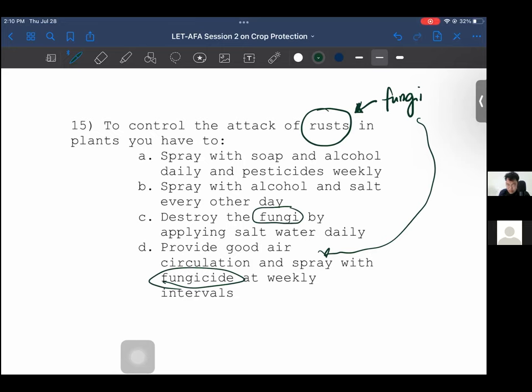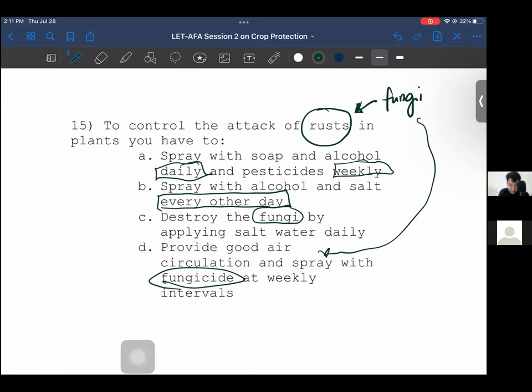Diba? So, ang mga nagpa-disqualify sa mga other choices ay yung time interval. First, every other day. You cannot spray, or it is not ideal to spray every other day or even daily and even weekly, because ang magiging resulta niyan is it's either madidestroy na mismo yung mga dahon niyo or mas lalong kakalat kasi nga apply kayo ng apply, lalo pat soap at saka alcohol to, 'di ba? So these are disinfectants. So, ang mga leaf, kailangan din nila ng time to absorb. Ang ating mga plants, kailangan din nila ng time to absorb the fungicide.